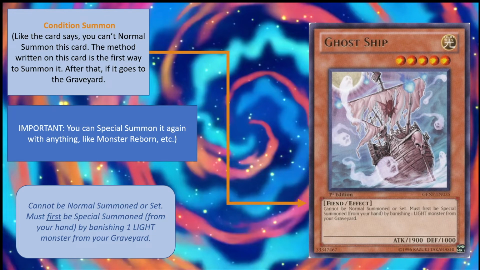It has to be special summoned from your hand by banishing one Light monster from your graveyard. So that's its condition. But the interesting part about this is, first of all, your opponent can't chain whatever they want. They can only negate the summon from your hand. So that's the most important part here. And also knowing that when this card goes to the graveyard, I can bring him back with Monster Reborn.